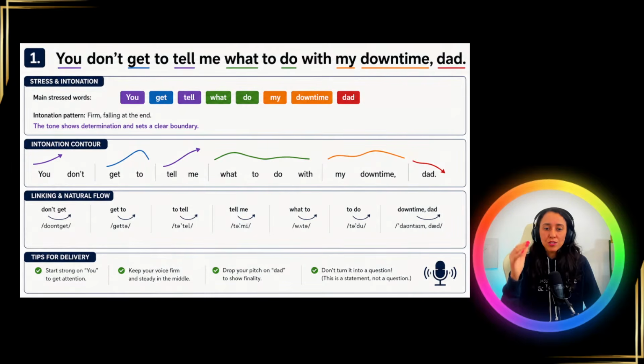This is almost like a song, okay? So you start a little strong with you to get the attention. You don't get to tell. Then you maintain your voice firm. You don't get to tell me what to do with my downtime, Dad. Okay? So that is a very important practice.